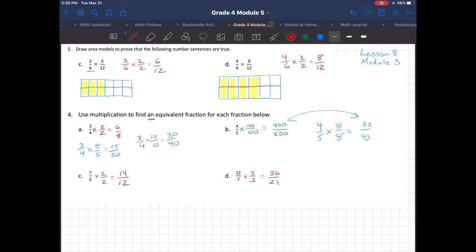Equivalent fractions are easy to find as long as you have the same number in the numerator and denominator. If you remember that, a lot of your math from here on out will make more sense.